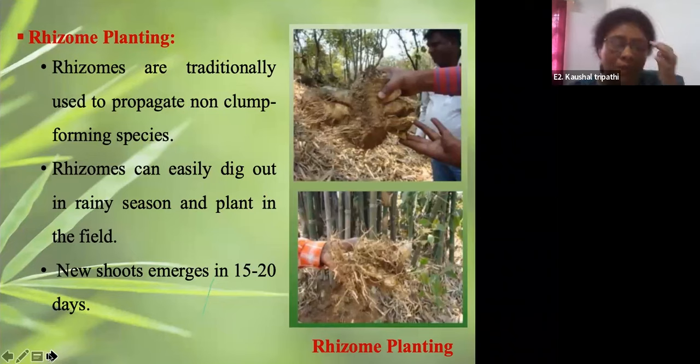Rhizome planting is also one of the methods for propagation of bamboos. Here you can see the rhizome alone, no part of the culm is there, only the rhizome has been dug out from the soil for propagation purposes. These rhizomes have been traditionally used to propagate clump forming bamboos. And these rhizomes can be easily dug out in the rainy season and planted in the field. And the new shoots emerge around 15 to 20 days. Next slide, please.